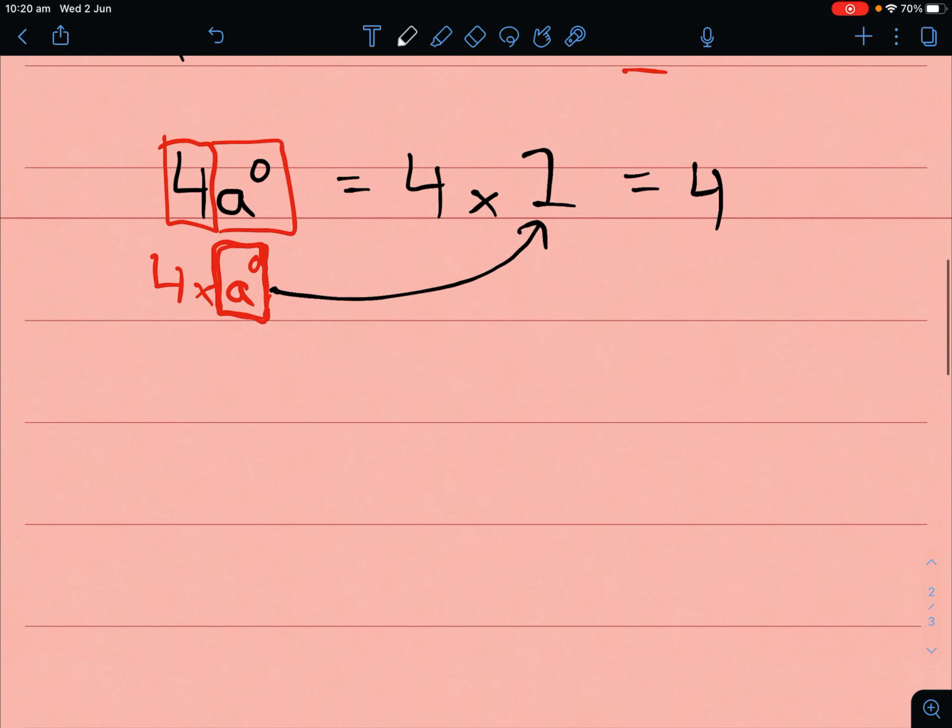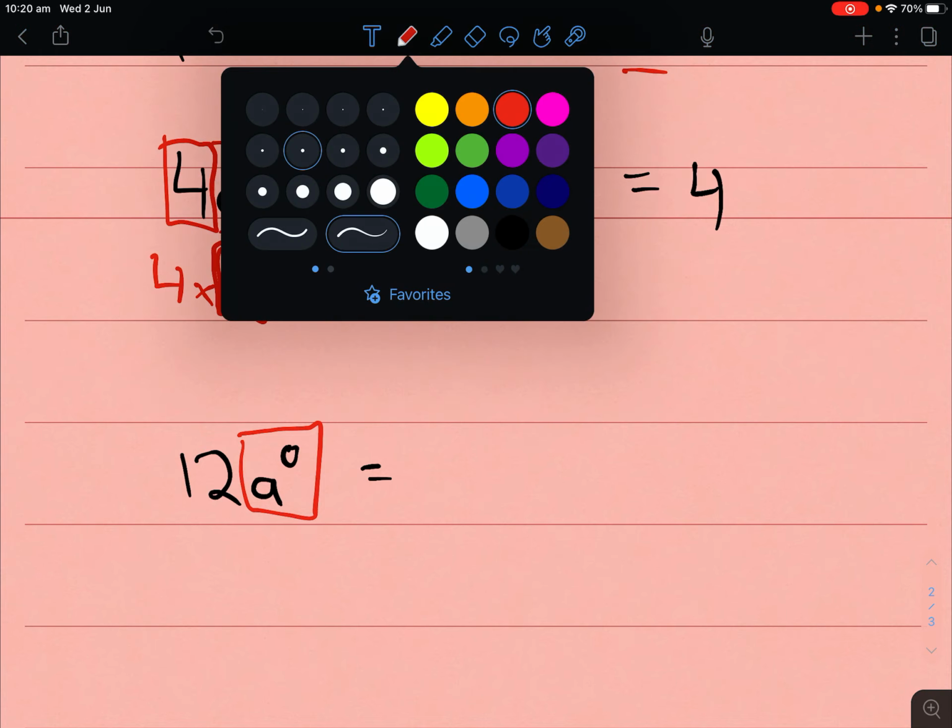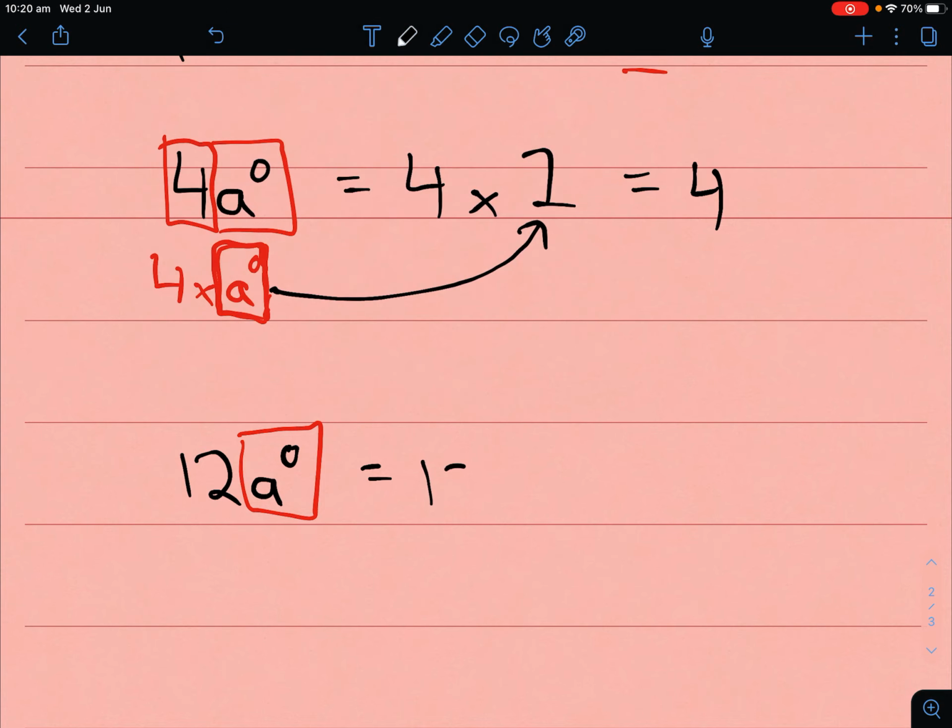Let's just try one more like that. So let's say we've got 12a to the 0. When we solve this one, we just need to remember that this is 12 times a to the 0, and that 0 is only working on the a. So when we come to solve it, we've still got the 12 there. 12 times a to the 0, which is 1, and so the answer will be 12.